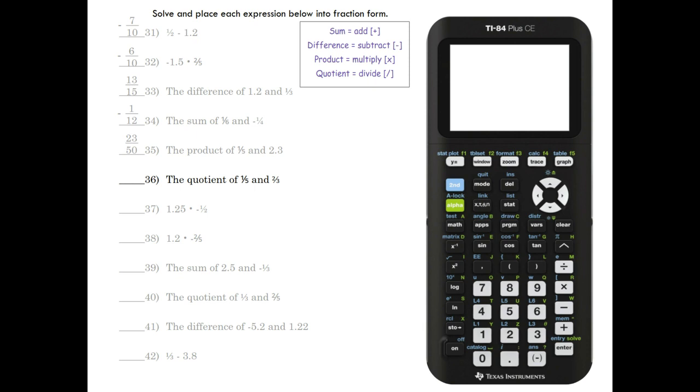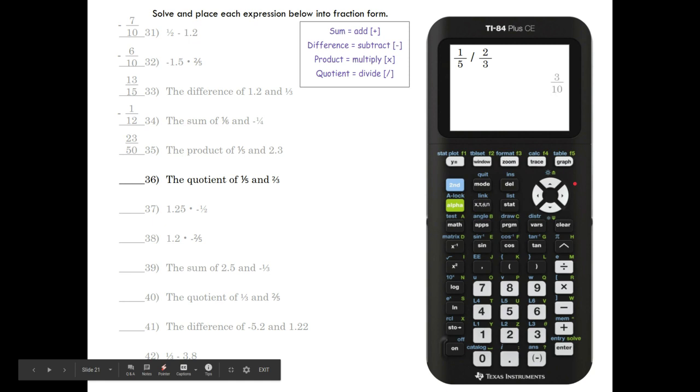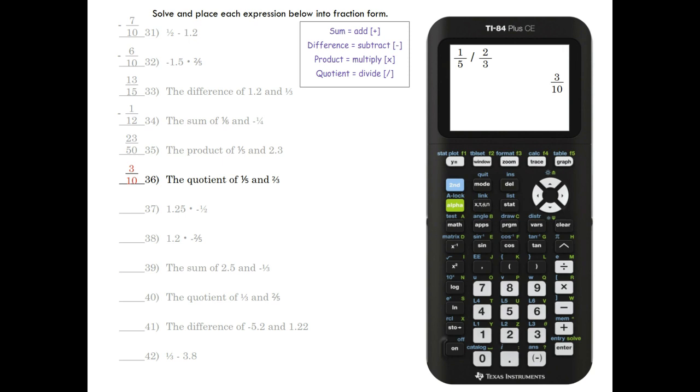So the quotient of 1 over 5 and 2 over 3 will be alpha y equals and enter. And then you click 1 over 5. The quotient means you divide. So this button right here, which is divide. And 2 over 3. So alpha y equals and enter. 2 over 3. So the quotient of 1 over 5, which is a fraction, and 2 over 3, a fraction, is 1 over 5 divided by, that's the slash sign, and then alpha y equals and enter. Again, 2 over 3. You click enter, and you get 3 over 10. It's already in fraction form, so you don't need to put it into a fraction form using the calculator. It's already in fraction form, 3 over 10.